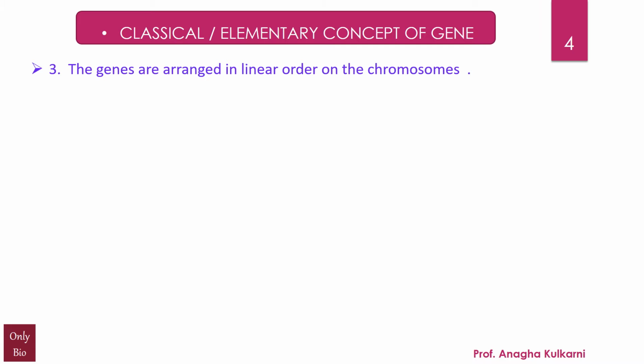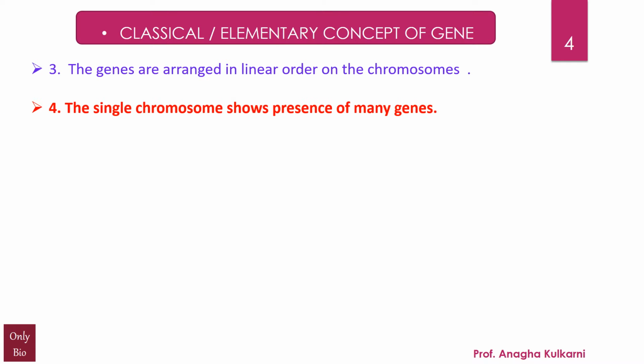Point number three, the genes are arranged in the linear order on the chromosomes. Linear order is nothing but one after the other. Next, the single chromosome shows presence of many genes. Friends, there is no hard and fast rule that every chromosome must have only X number of genes. It may differ from one chromosome to another.